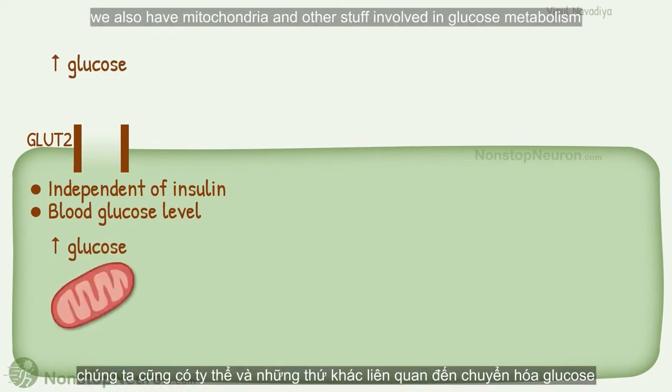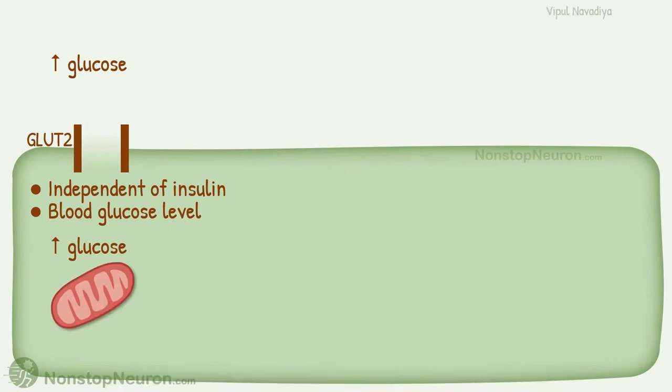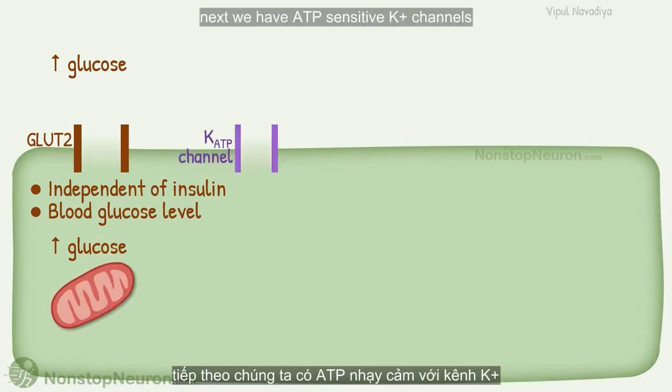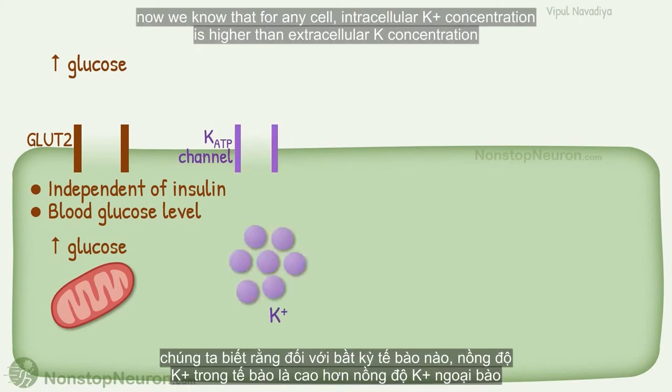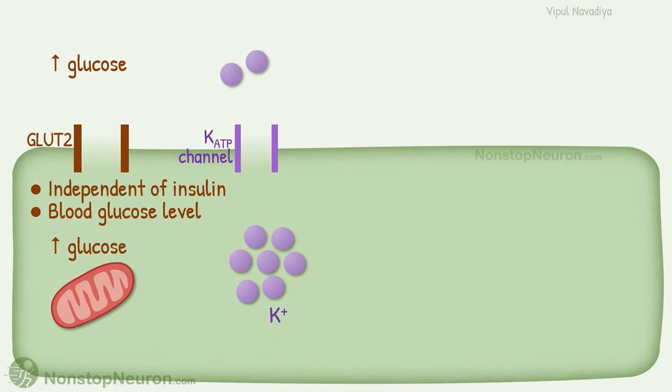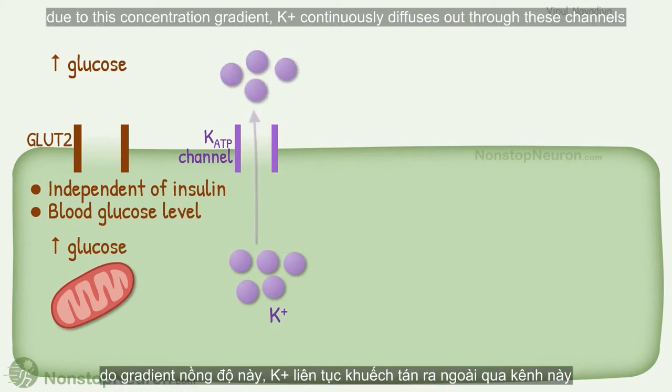We also have mitochondria and other stuff involved in glucose metabolism. Next, we have ATP-sensitive potassium channels. Constitutively, these channels are open. Now, we know that for any cell, intracellular potassium concentration is higher than extracellular potassium concentration. Due to this concentration gradient, potassium continuously diffuses out through these channels.